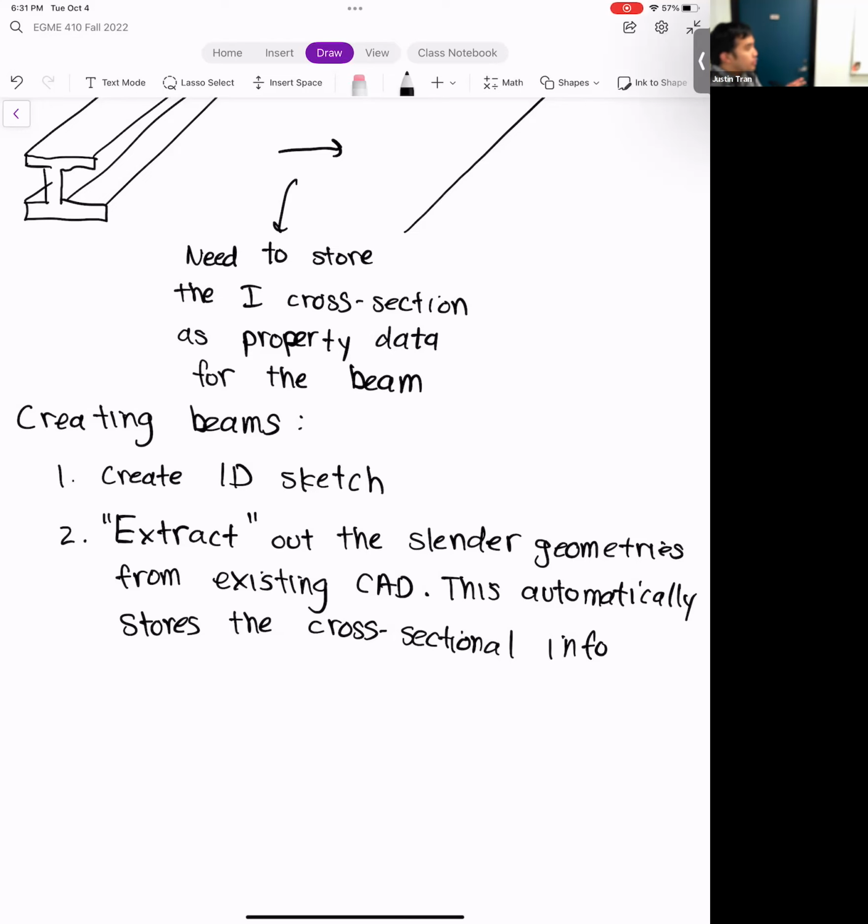And the nice thing about method 2, which is the one that we're going to be using in the activity on Thursday, is that it's just a simple point and click. Basically you look at your geometry, see where the beam type geometries are, and you just click on them, and then the process is automatic.